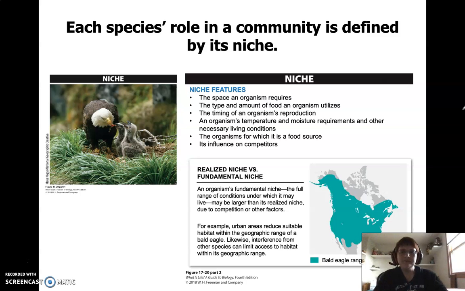It includes things like the kind of food that an organism is going to need, when an organism is going to reproduce. So are they going to reproduce in the spring? Are they going to reproduce in the summer, the winter? Are there specific temperatures that that organism needs? And what organisms is it a food source for? So who eats it? And then who does it interact with? And so these all together are actually a lot more than a habitat and is very important as far as the interactions that they will have with other organisms.